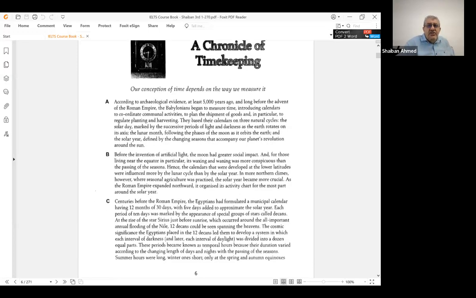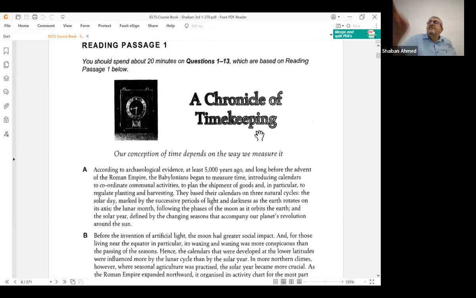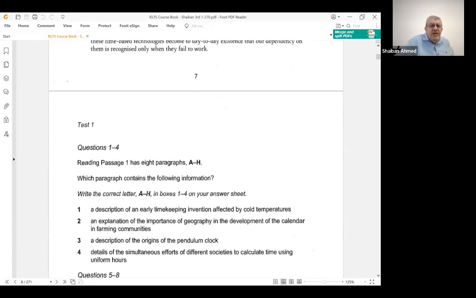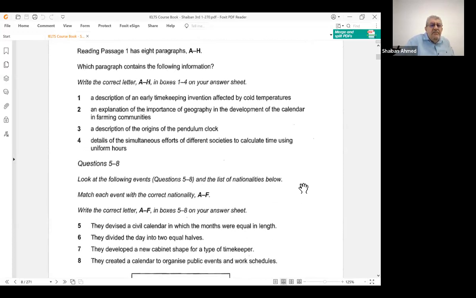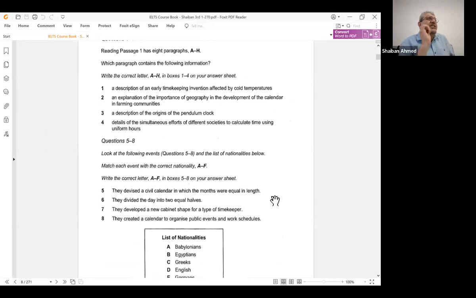Okay, look at this passage. It's called the Chronicle of Timekeeping. So from the word, I don't know what's the meaning of chronicle, but I know what the meaning of timekeeping is, and there is a figure of a clock. So this passage talks about time. Here are the questions. We have paragraphs A, B, C, D, E, F, G, H, and we have different types of questions about matching here.